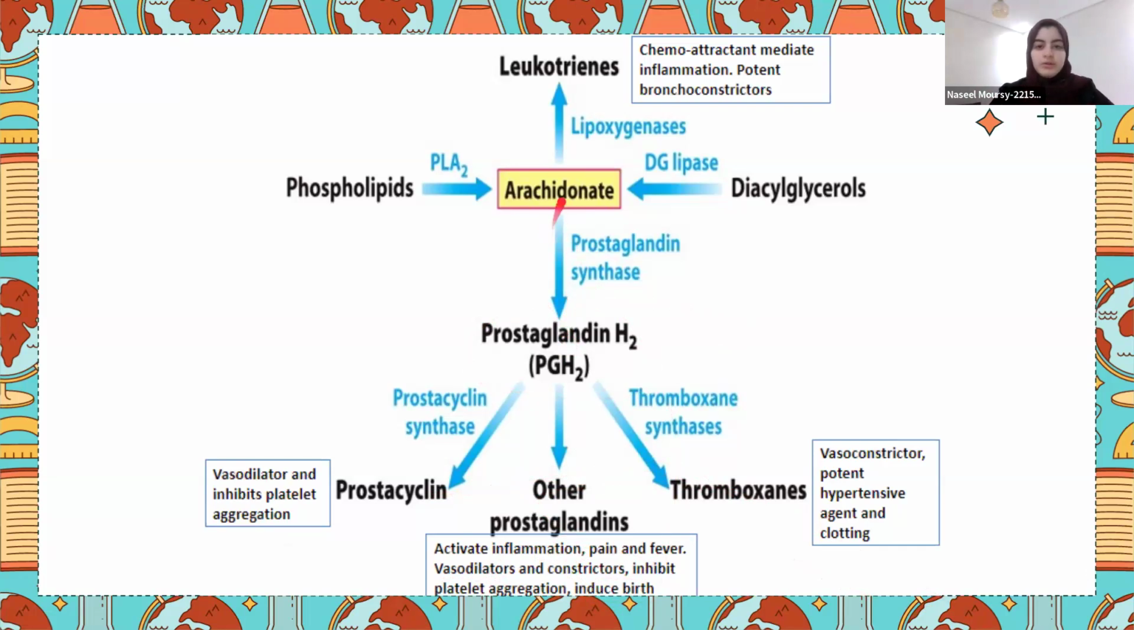Now another product of arachidonic acid is leukotrienes. Leukotrienes are the culprits behind asthma, okay? Why do I say that? Because leukotrienes are bronchoconstrictors, meaning that the bronchioles and the bronchi become constricted. So breathing becomes harder. So for people with asthma, leukotrienes basically cause this bronchoconstriction.